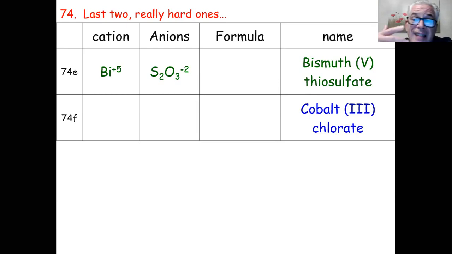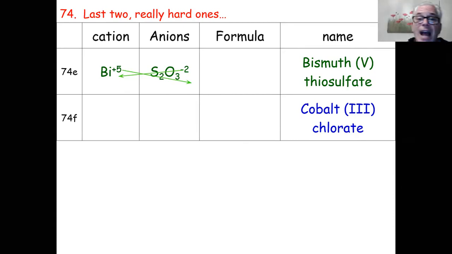Now, bismuth here has to give away 5 electrons, and the thiosulfate only gains 2 electrons. So when we crisscross, whoa, the numbers are big now. We're going to need 2 bismuths and 5 thiosulfates. Let me get the arrows out here because this one is a little tricky. We're going to need 5 of these and 2 of those. Make sure you can see this, all right? We're going to need 2 bismuths and 5 thiosulfates.